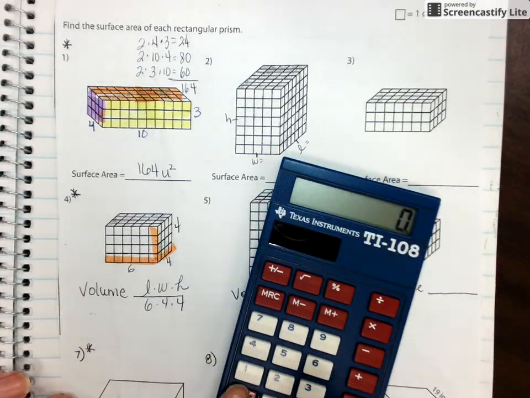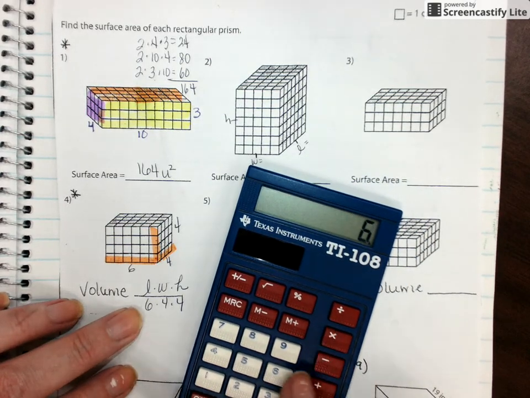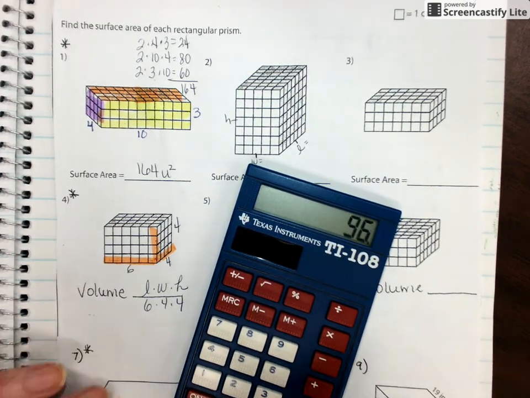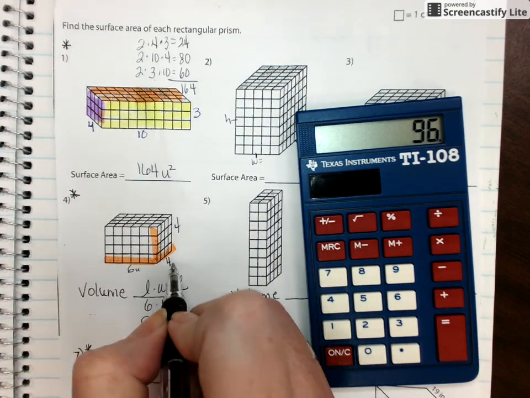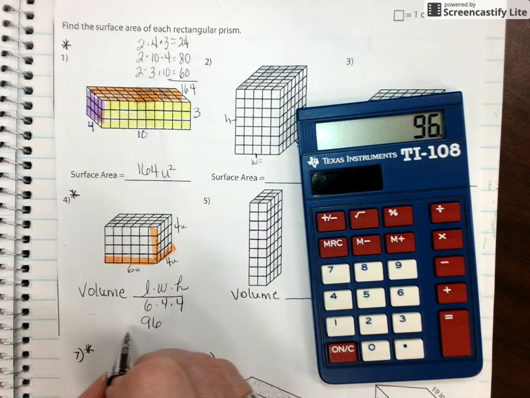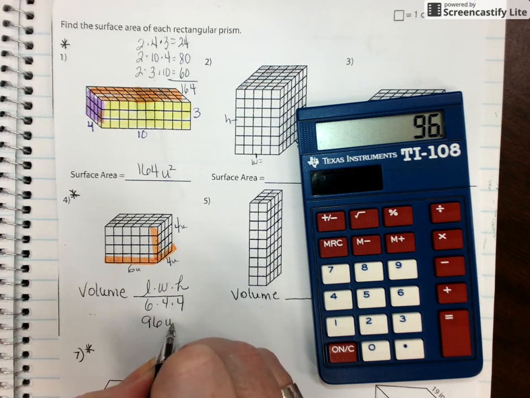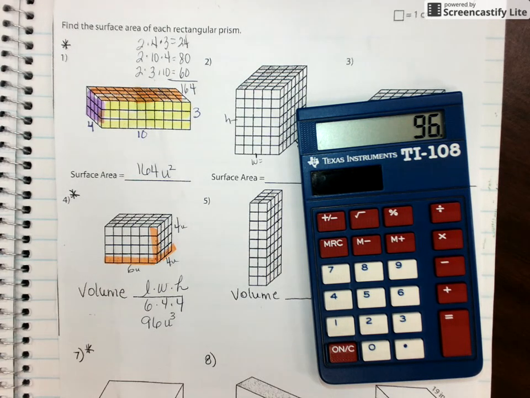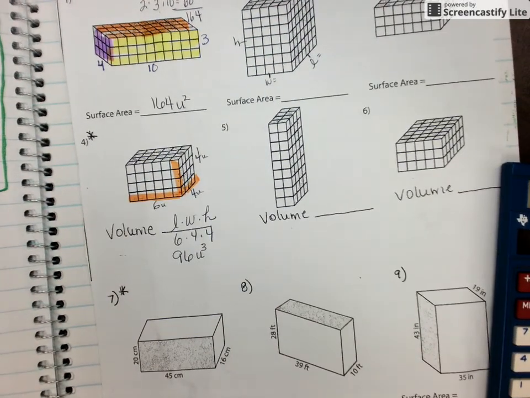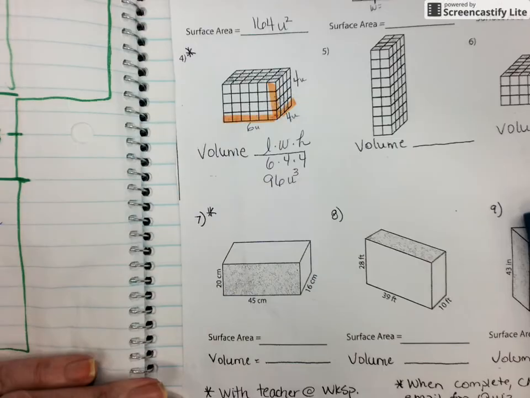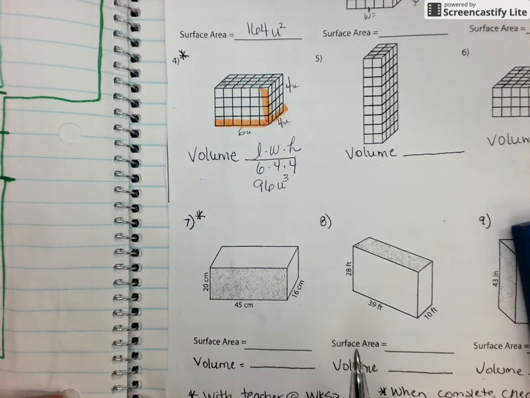You can use a calculator for any of this. 6 times 4 times 4, 96. But this was units, this was units, and this was units. So it's not units squared, it's units cubed. Okay? So, surface area and volume. Let's look at doing surface area and volume of these.